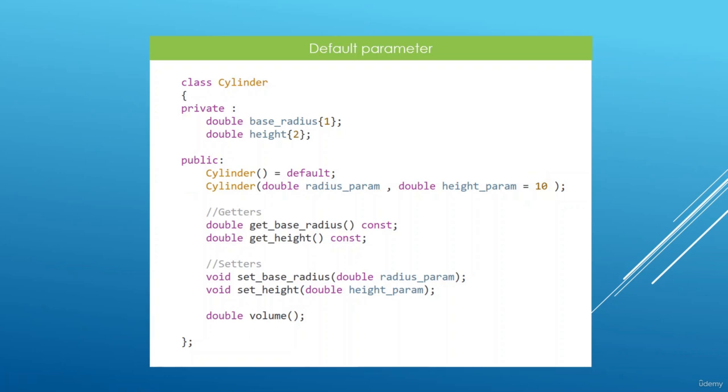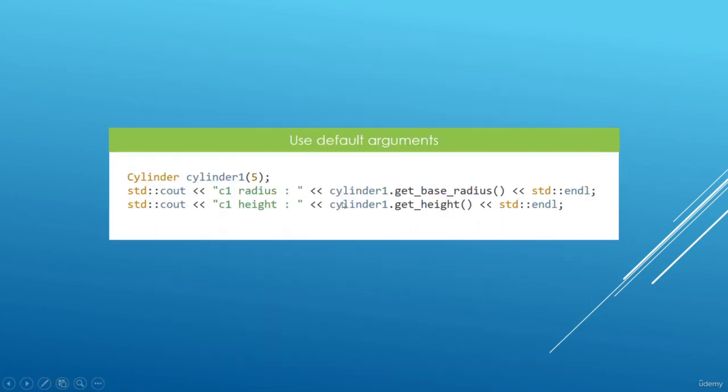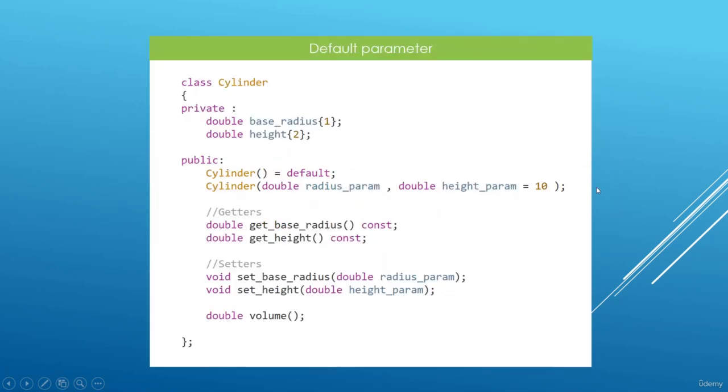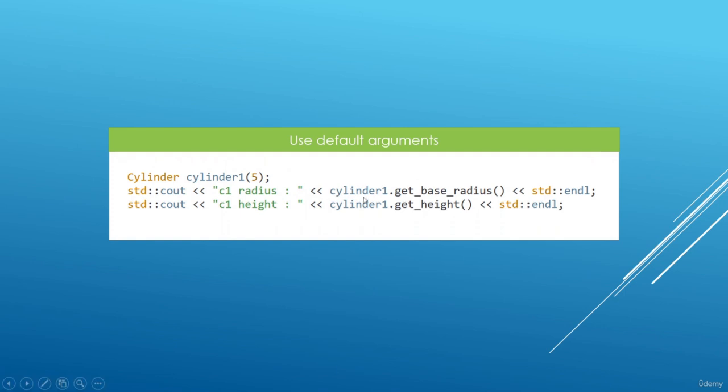So if we have a constructor like this in place, we can call our function like we see here with one parameter. And if we print the base radius, we're going to see that it's going to be a 5. Let's go back and see which default we specified. Yes, it is the second parameter. So the first one is the base radius, which is going to be 5 here. And for the second one, the compiler is going to use the default and it is going to print 10 here. I really want you to understand this. So this is how you can pass default arguments to your constructors.